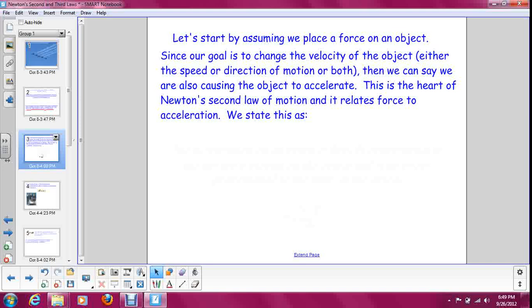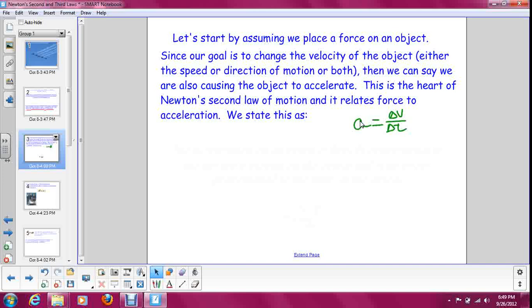Our goal is to change the velocity of the object, and this means either changing the speed or changing the direction, or both. Because remember, velocity is a vector quantity, so it has magnitude and direction. So you can change either of those and it would be a change of velocity. So our goal is to change the velocity of the object, and we can say we are also causing the object to accelerate, because remember, the definition of acceleration is a change in velocity over a change in time. So if we change the velocity in any way, we are making that object accelerate.